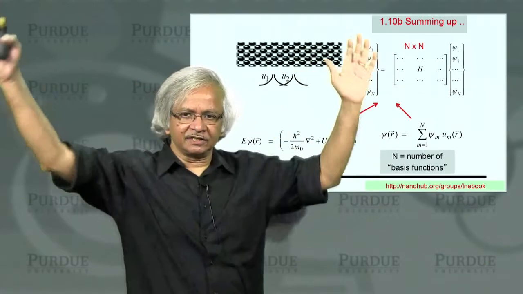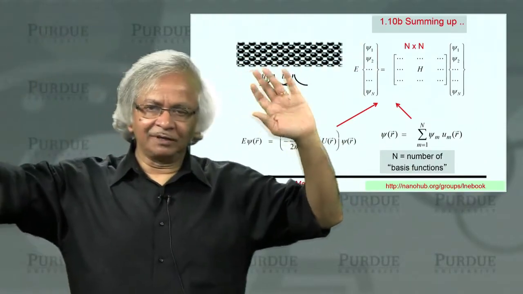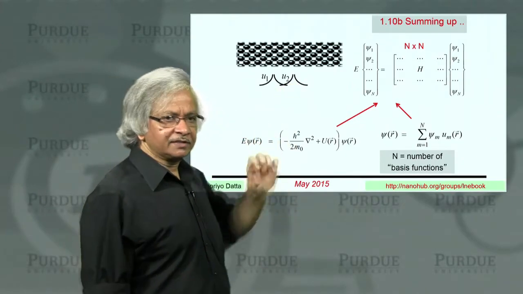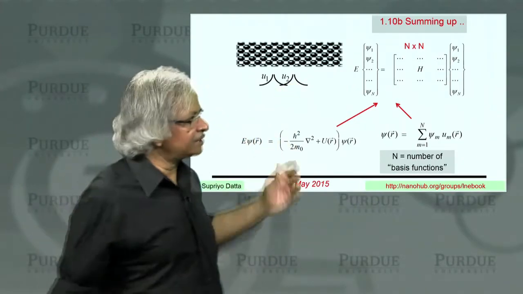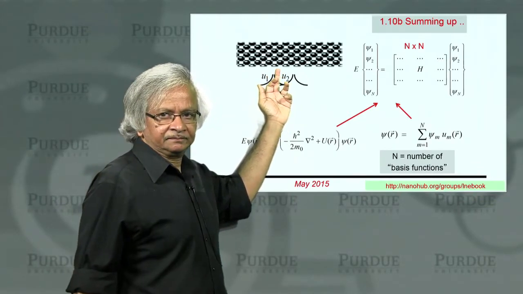You don't have to solve this entire huge matrix, thousands, 1000 by 1000. You can just write it in terms of a small matrix. And what determines the size of the matrix? Well, it's the number of basis functions per unit cell.